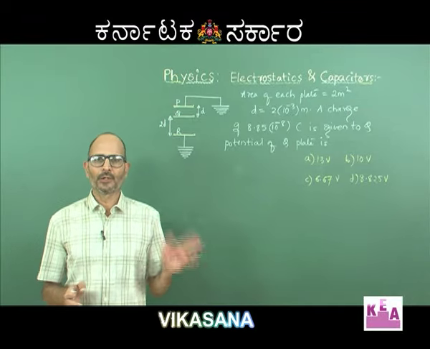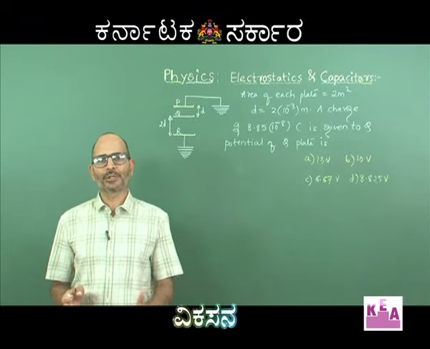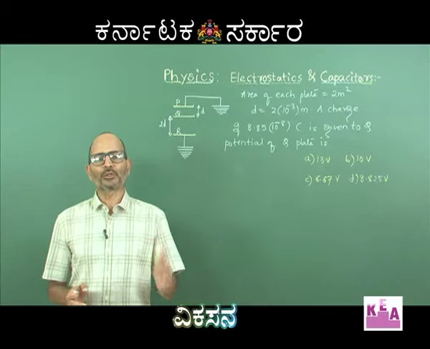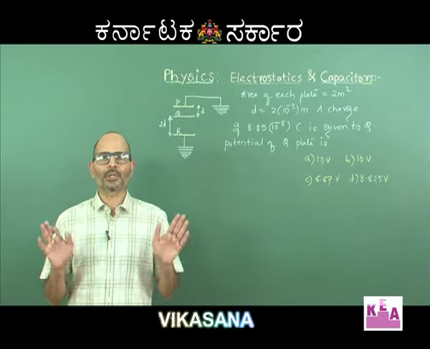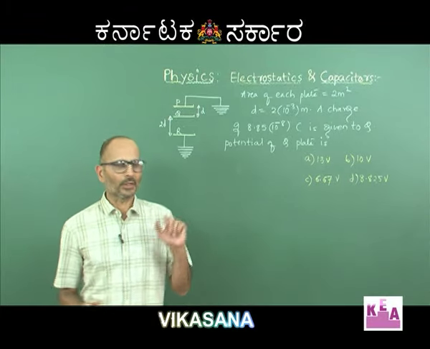So, please remember, whenever you see a conductor connected to the earth, take the potential of that conductor to be 0 and do not say anything about the charge. Any charge may come, any charge may go. Let us read the problem.